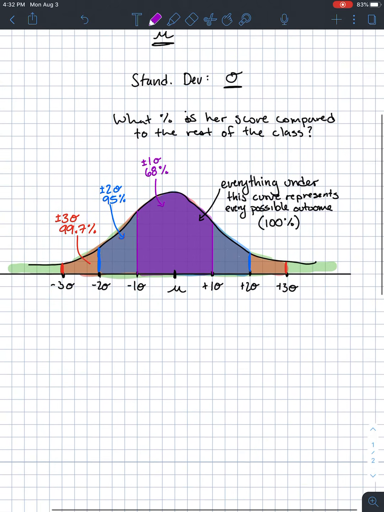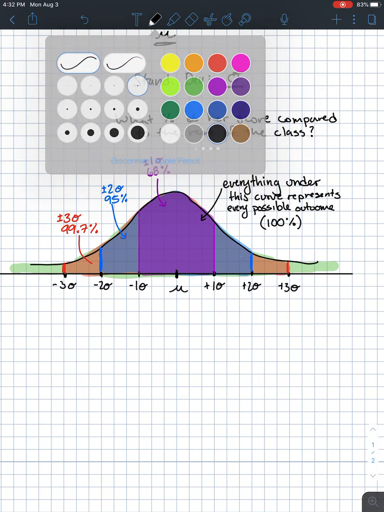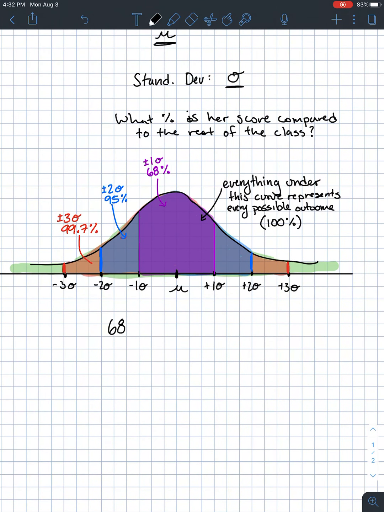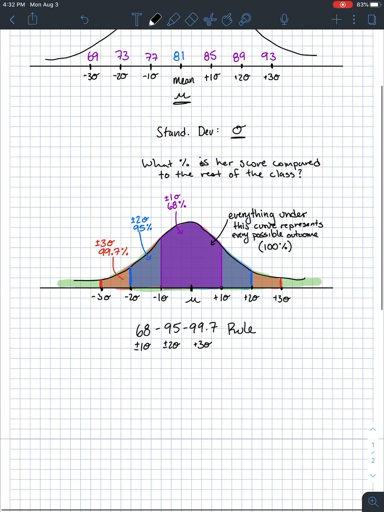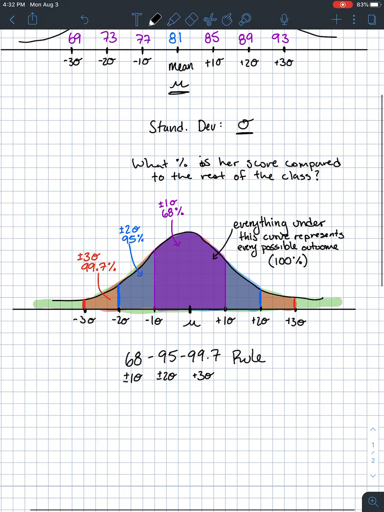And so what we call this here is our 68, 95, 99.7 rule. And all that's simply saying is that between 1 standard deviation, you get 68%. 2 standard deviations, 95. 3 standard deviations gives you 99.7 of all the data.